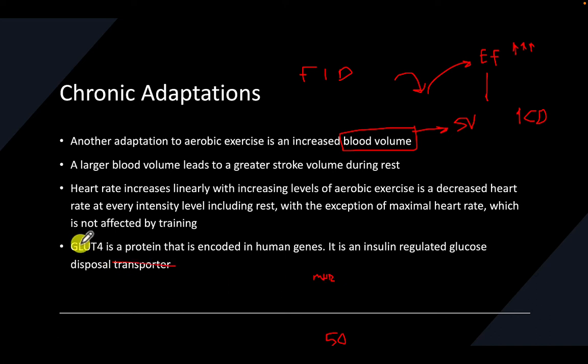And right now, we don't really need to worry about the GLUT4 information, but basically what it's saying is that with our training adaptations with aerobic fitness, we also become more sensitive to glucose and insulin, which means that we can get greater amounts of glucose into the cell, right? And we can store more glycogen if needed. If you're dealing with somebody who has diabetes, the more running they do, the more sensitive they are to insulin and GLUT4, so they can take up far more glucose as a result. But I don't want you to worry about that too much right now.